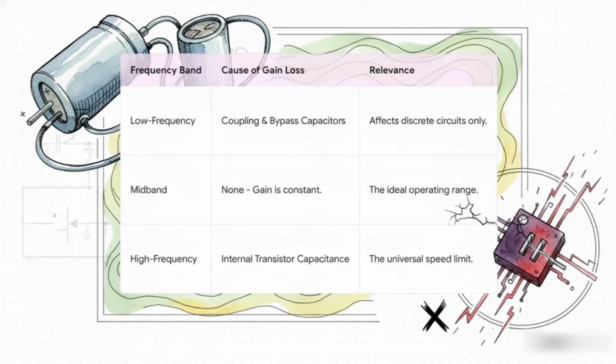Now this is where it gets really interesting, because this table points fingers at the culprits. See, at low frequencies, the problem is these big external capacitors. But here's the thing, that's really only a problem for older discrete circuits. Modern chips, they don't have this issue. Then you've got the midband. That's our happy place, where gain is constant and everything's perfect. But the real bad guy here, the one that messes with every single amplifier, well, that villain lives up in the high frequency band, and it's the transistor's own internal capacitance.